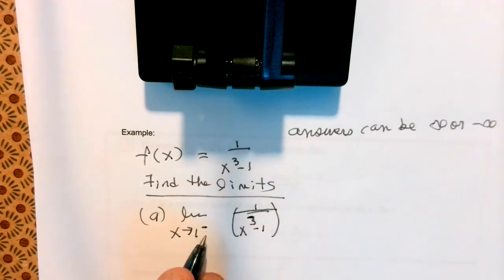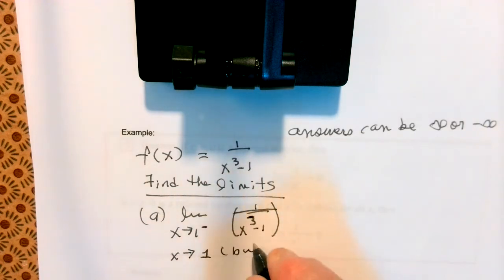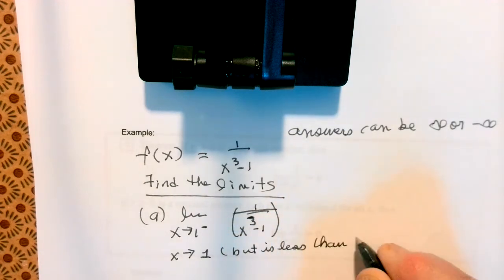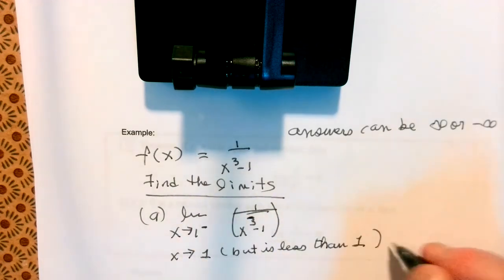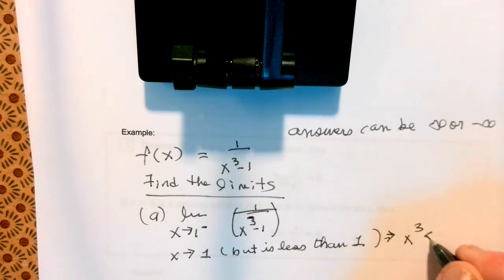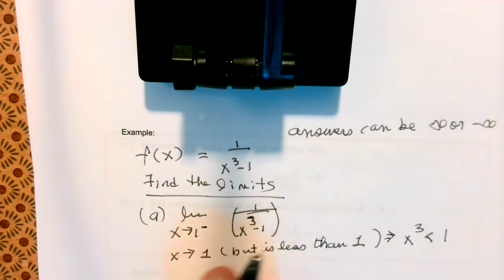If you think about it, x is going to 1, but it's less than 1. That's what that minus sign means right there. So if I cube something less than 1, x cubed is going to be also less than 1. If I cube a number that's less than some number, then that cube is going to be less than the cube of that number.